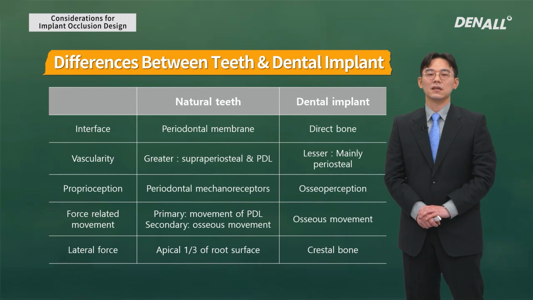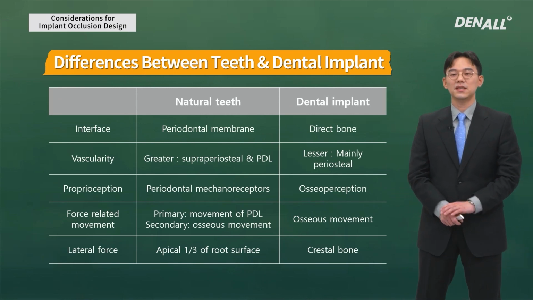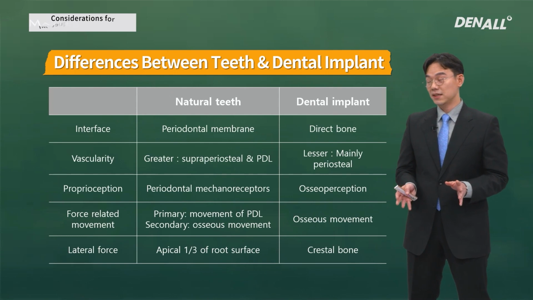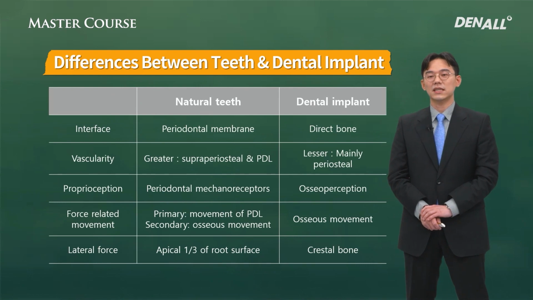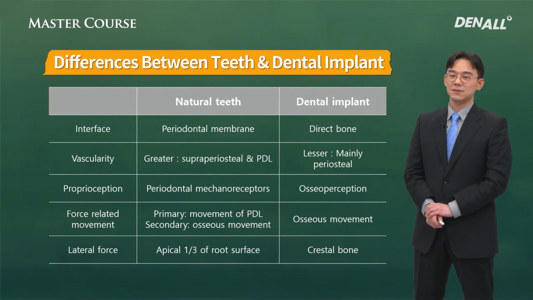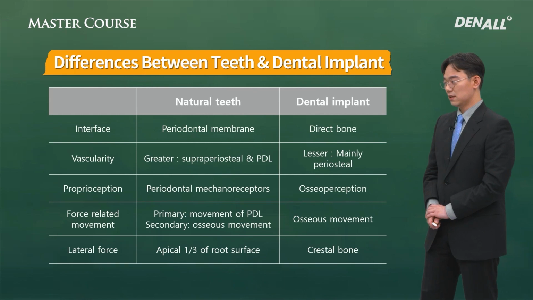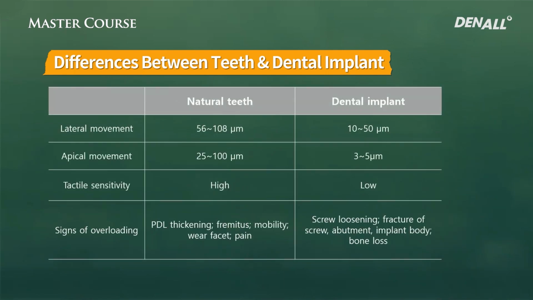When force is applied, the PDL moves first when it comes to natural teeth, but bone moves when it comes to implants. Lateral force is applied to the apical one-third of the root surface of a natural tooth, but to the crestal bone when it comes to implants. For natural teeth, 100 micron of lateral and apical movements are allowed, but for implants, 50 micron of lateral movement and 3 to 5 micron of apical movement. Tactile sensitivity is high in natural teeth but low in implants.